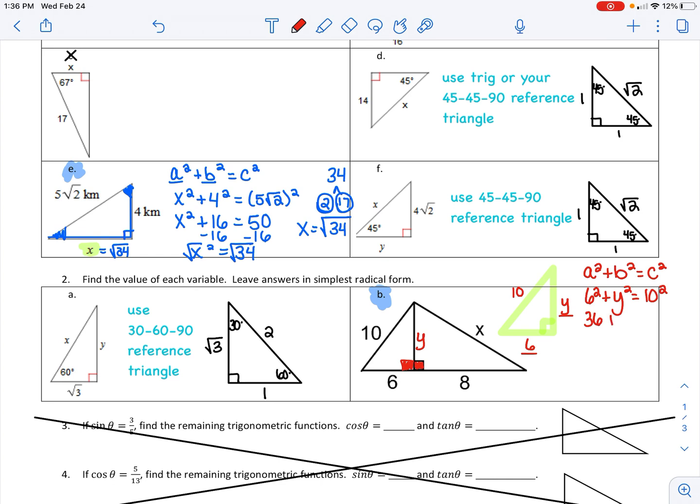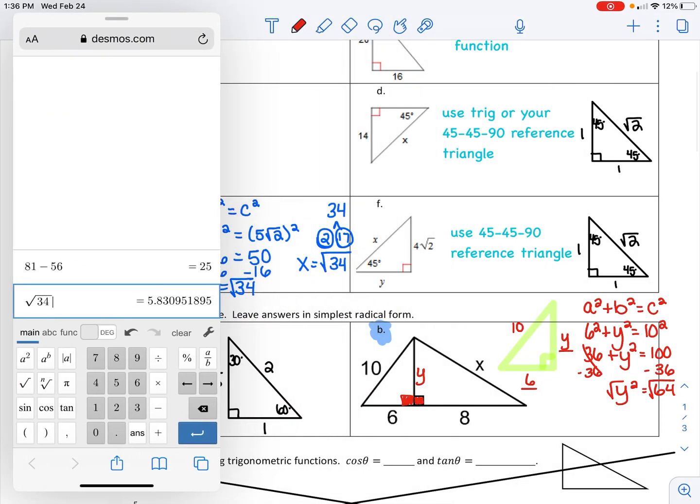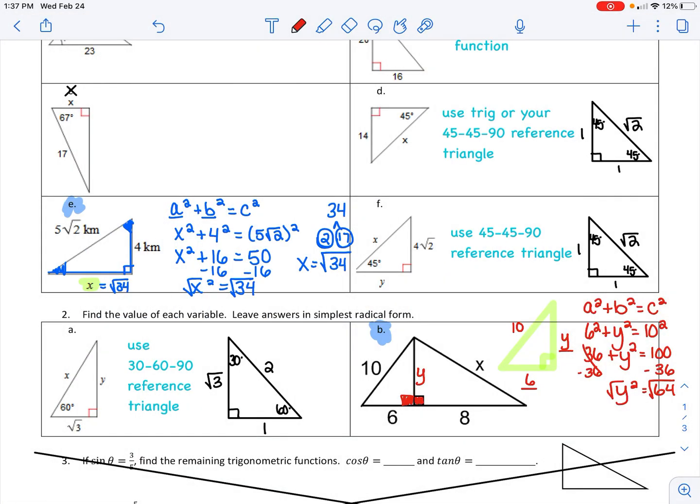That gives me 36 plus y squared equals 100. And then I'm going to go ahead and get that y squared by itself. So I'm going to subtract the 36 on both sides. And that leaves me with y squared equals 64. At that point, we're going to take the square root on both sides. It is a perfect square. The square root of 64 is going to give me 8. So y is equal to 8.